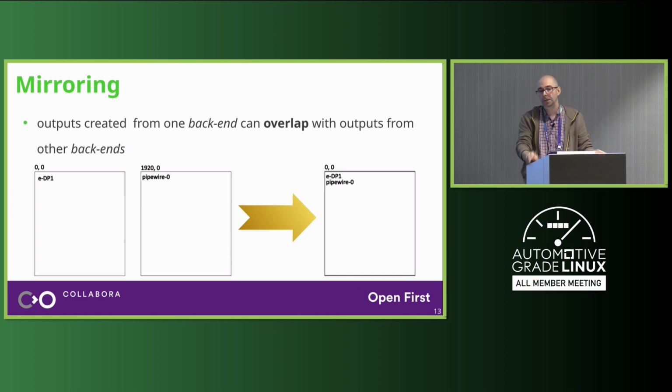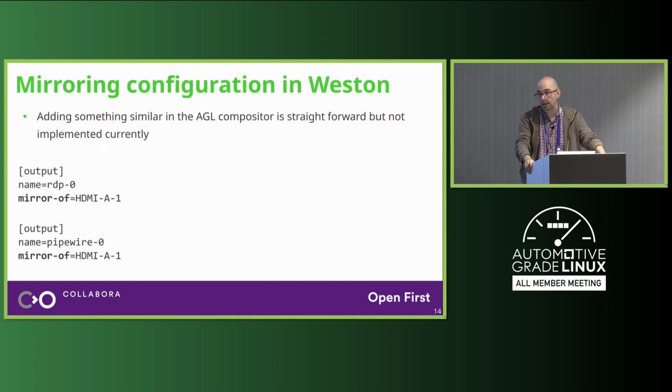Now, if we avoid doing that entirely and use just a single point of reference, we can basically superimpose or overlap one output on top of the other, giving us access to this mirroring functionality. If you combine this with a GStreamer pipeline and stream the PipeWire output, you basically get mirroring as is. How do we configure that in Weston? Well, we introduced this mirror-of key, and this mirror-of key basically takes a native output, like HDMI-A-1 or eDP-1.